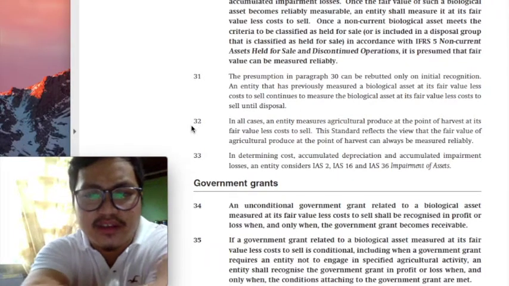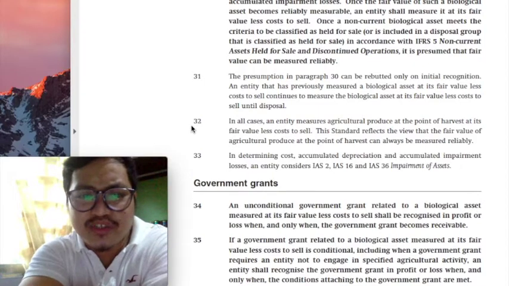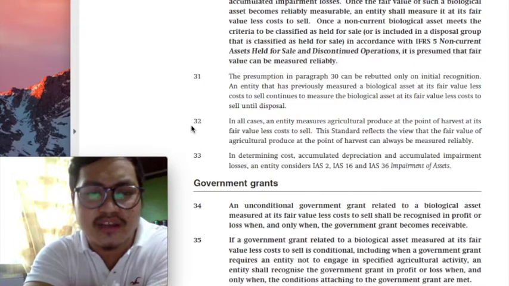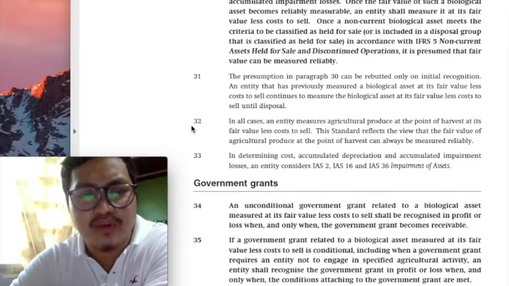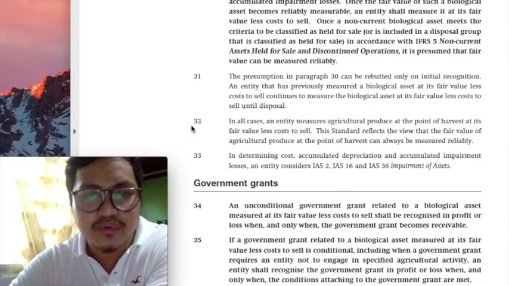And that makes sense because at the point of harvest, you would know how much these items can sell. So there should be no problem in determining the fair value when talking about agricultural produce, class.